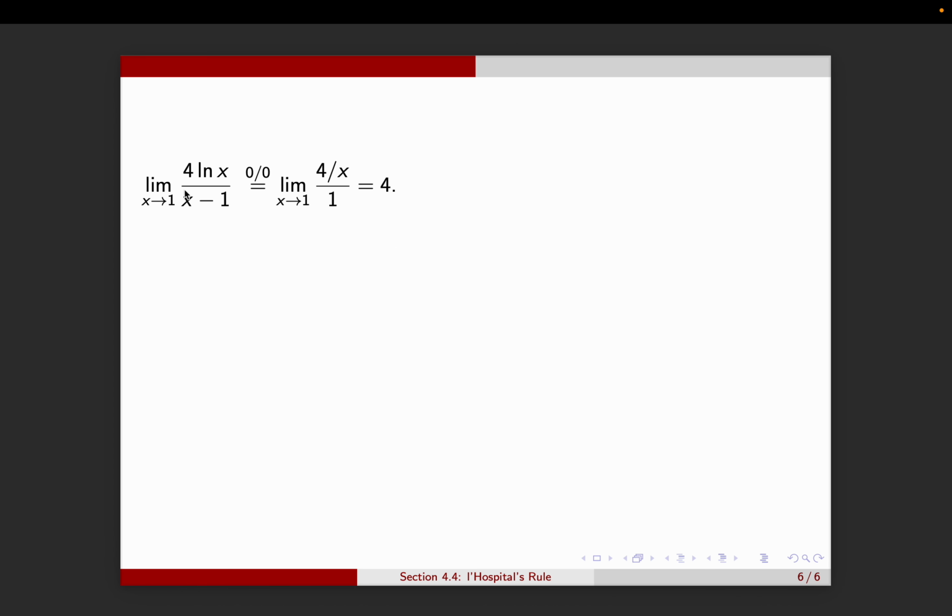So as x approaches 1, 4 natural log of x over x minus 1. That has form 0 over 0 as we saw before. So you are allowed to just take a derivative of top and bottom. The derivative of natural log of x is just 1 over x. And that 4 is just camped out. So you get a 4 over x here. The derivative of x minus 1 is just 1. And now this limit is much friendlier. You can just plug in 1 for x and you're done. You get a 4.